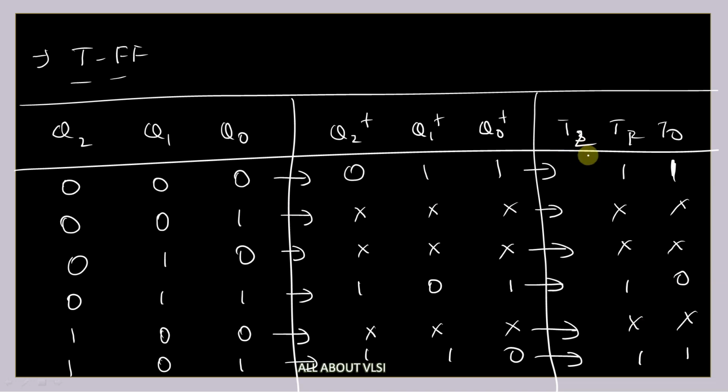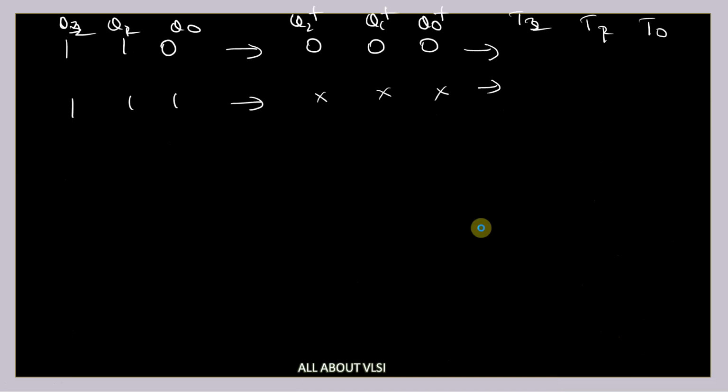And let us try to write down the T2 also. It is equal to 0, don't care, 1, don't care, and 0. Okay. And coming here, it is equal to 0 and don't care. And coming to T1, it is equal to 1 and it is equal to don't care. And here it is equal to 1.